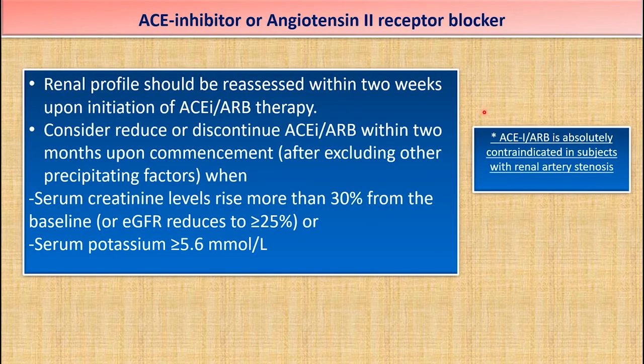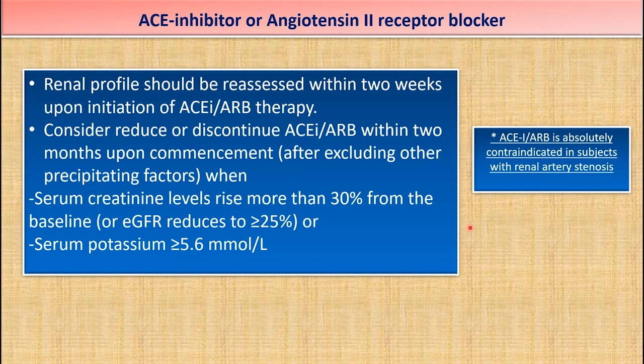For your information, ACE inhibitors or angiotensin II receptor blockers are absolutely contraindicated in subjects with renal artery stenosis. In practice, we do not routinely screen patients for renal artery stenosis by means of renal Doppler. However, there's an alternative: we will perform a renal profile 2 weeks after initiation of these two drugs in patients who are naive to these two agents. Within 2 weeks after initiation, when you repeat a renal profile, you should look at the creatinine level and also the potassium level.